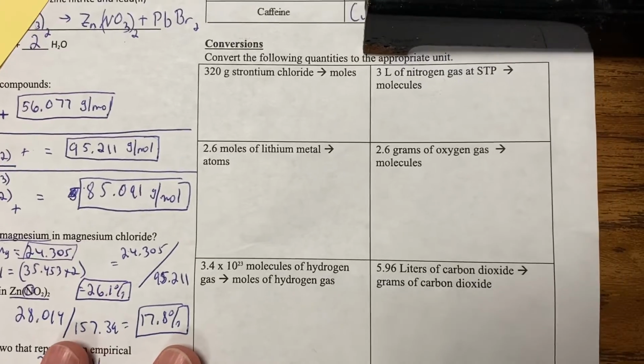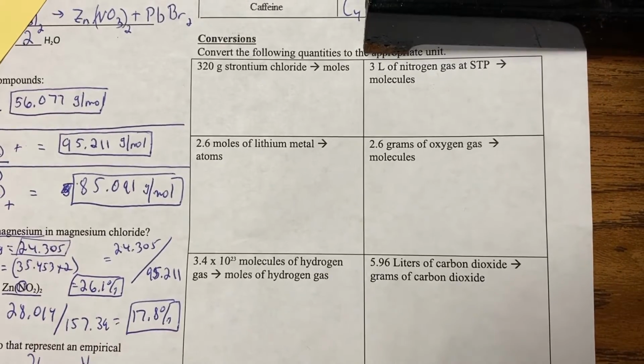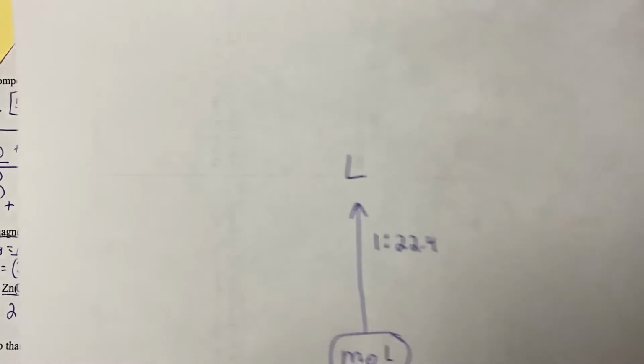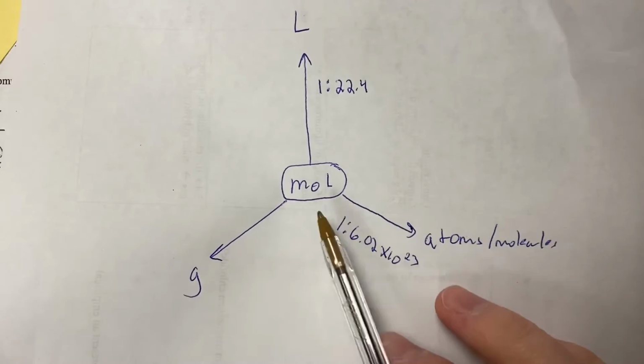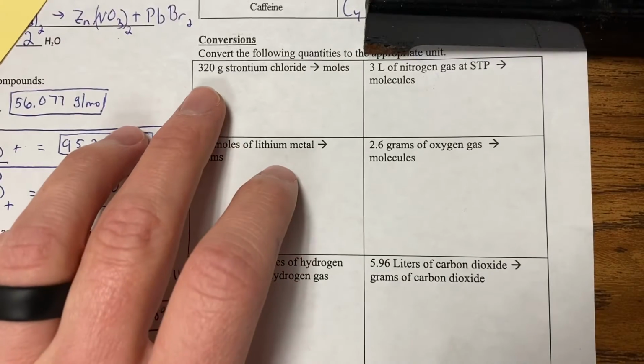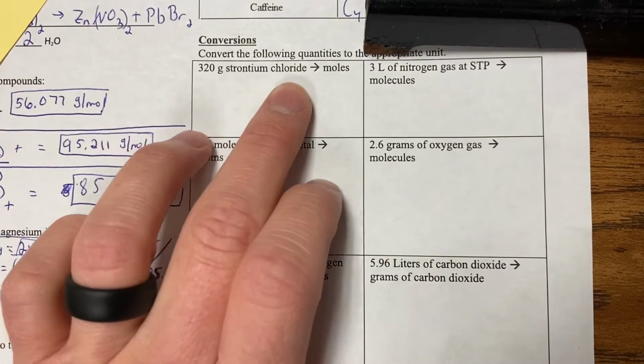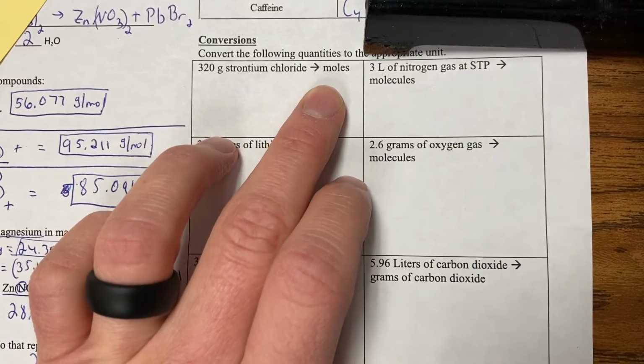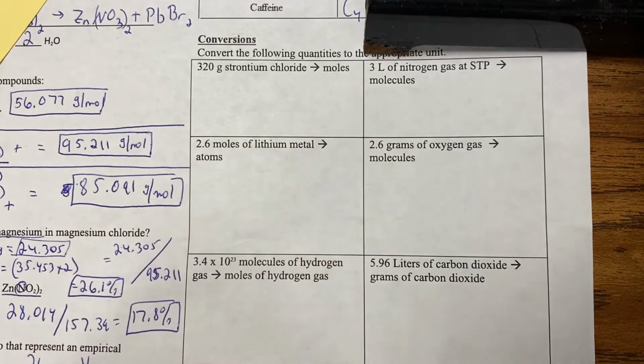Okay, the last section is talking about conversions. So we're going to refer back to our mole bridge. Again, we're going to convert everything through moles. Our first question says, convert 320 grams of strontium chloride to moles. Now let's write a quick chemical equation.